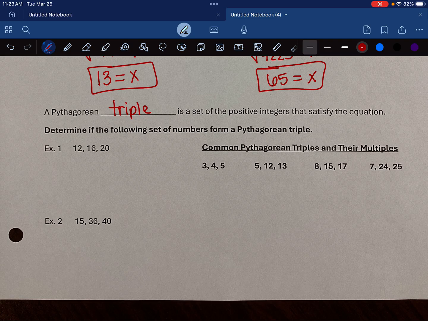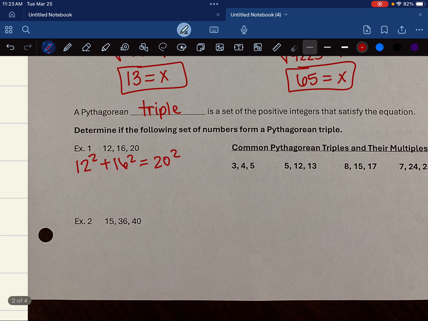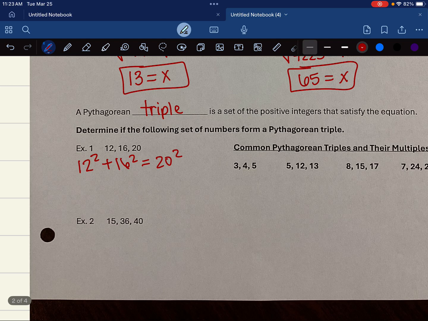What did I just tell you to do? Put them together. A squared plus b squared equals c squared. So what numbers am I using? 12, 16, 20. Come on, be confident. 12 squared plus 16 squared is equal to 20 squared. Don't make this difficult. You can type this whole thing in your calculator. 12 squared plus 16 squared. Saves you time. What is it?